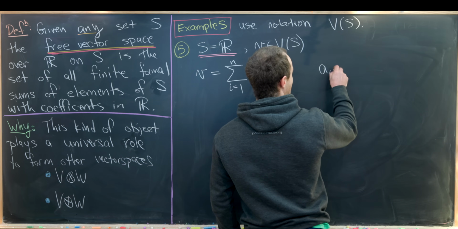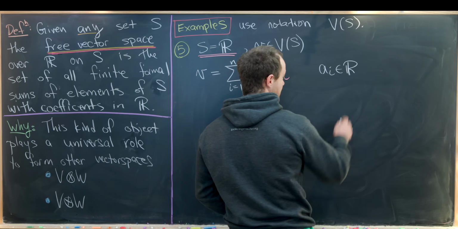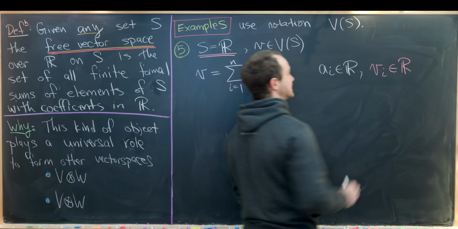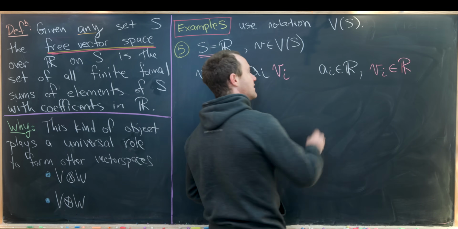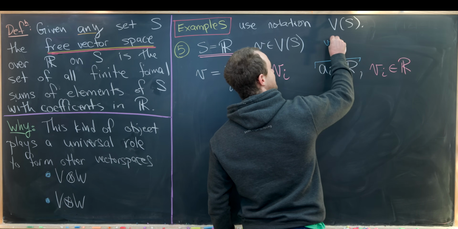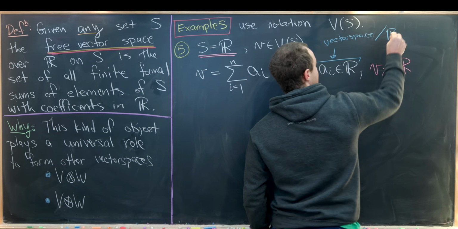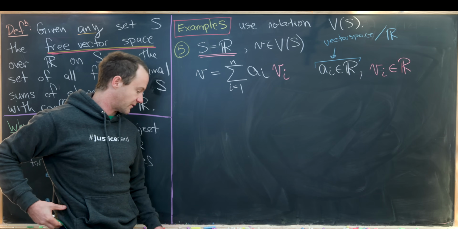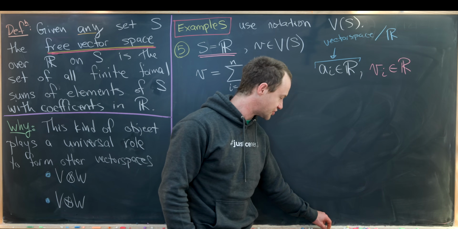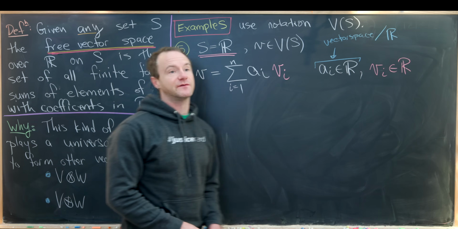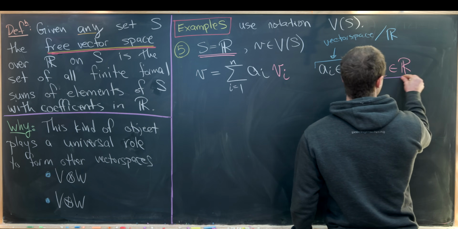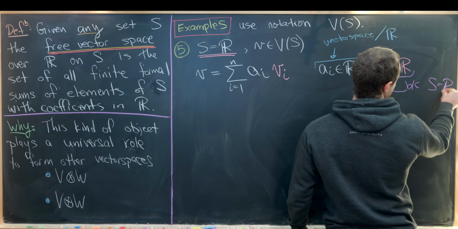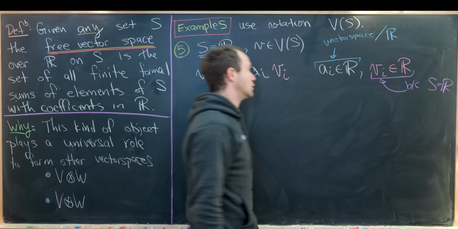And let's point out that a_i is a real number, but then v_i is also a real number because it's in the set. So let's point out that this is because our vector space is over the real numbers. In other words, the coefficients of the sums of our vector space come from the real numbers, or our scalar multiplication happens from elements of the real numbers. But this thing right here is because the set forming our free vector space is the real numbers as well.